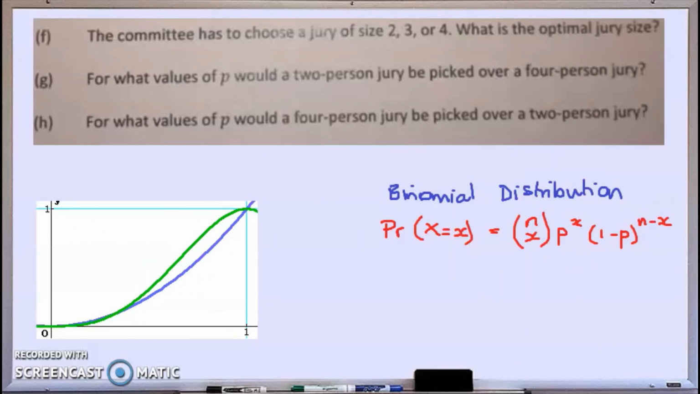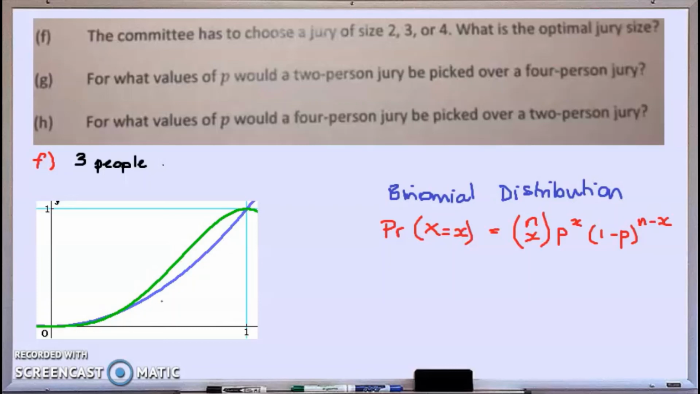So now we're going to put it all together and finish the question. Part F asks what the optimal jury size is out of 2, 3 and 4. And we've seen on both of our graphs and in all of our cases that the line that's the highest is 3 people on the jury. So that will be the optimum jury size. Part G asks for what values of p would a 2-person jury be picked over a 4-person, and Part H asks the 4-person over the 2-person.